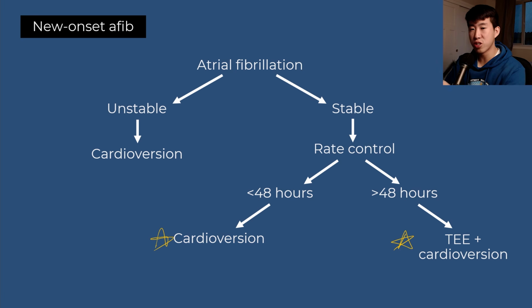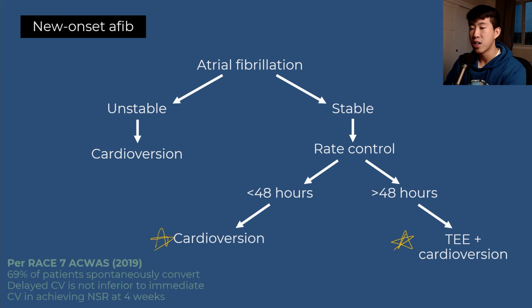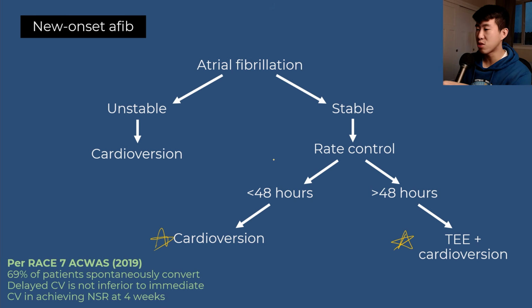The other thing you can do for these patients is that you don't necessarily have to go for cardioversion right away. So with this trial in 2019, the RACE-7 ACWAS trial, 69% of patients spontaneously converted within 48 hours. And they also found that delayed cardioversion is not inferior to immediate cardioversion in achieving normal sinus rhythm at 4 weeks.